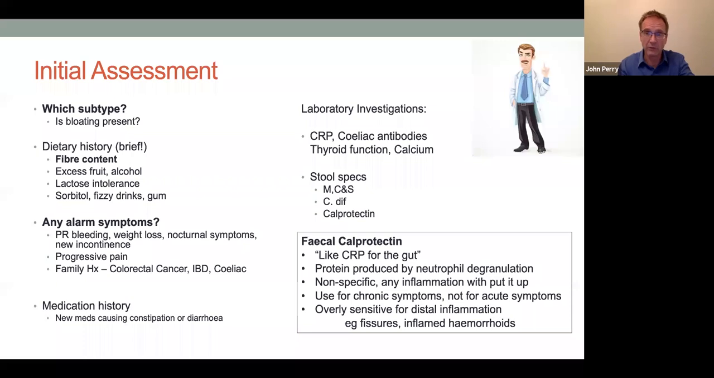It's more sensitive for distal things going on rather than proximal. So small bowel Crohn's might put it up to 90 or 120. An anal fissure will put it up to 3,000 sometimes. So it doesn't mean Crohn's disease. It means it's inflammation, and it's very high. It may mean the inflammation is right at your bottom.